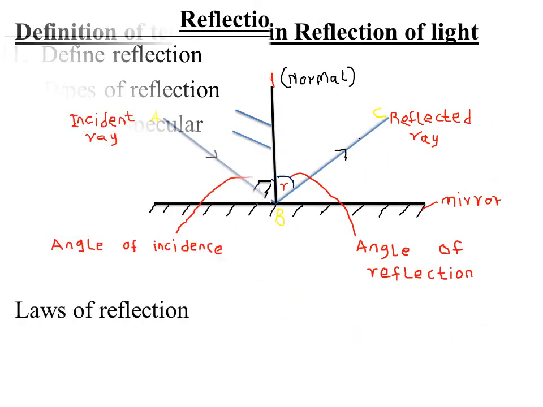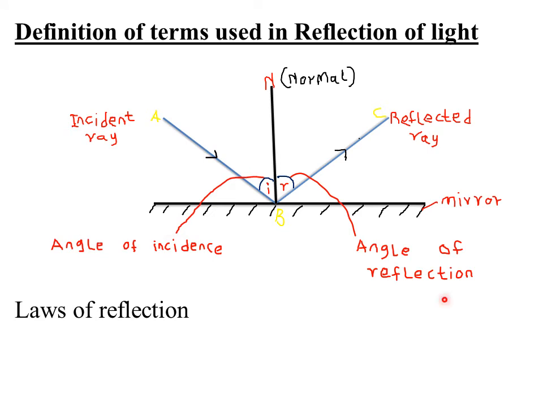Reflection. We also look at the definitions of some terms which are used in reflection of light. So this is an incident ray. An incident ray is a ray emanating from a given source of light, which then hits our smooth surface here, and then is reflected. Incident means it is coming from somewhere, then hitting that surface before it is reflected.